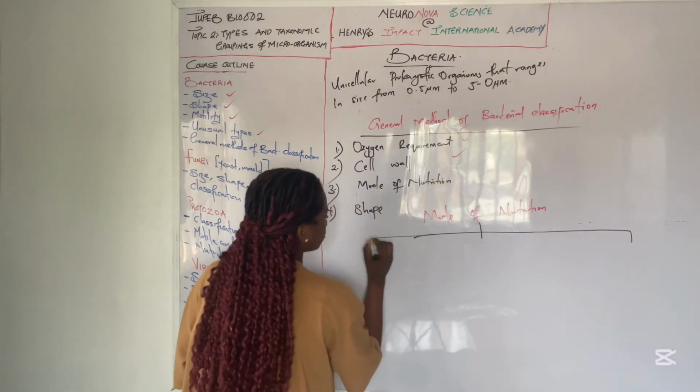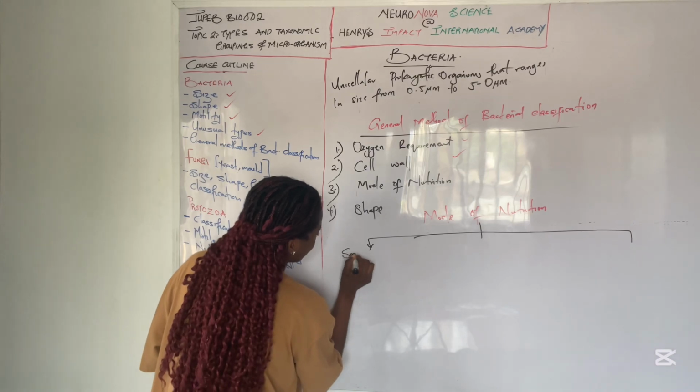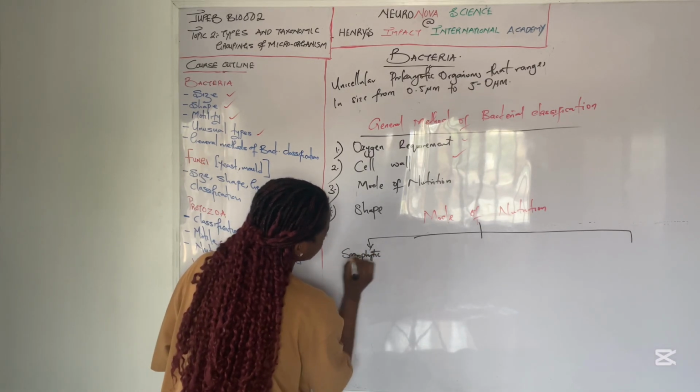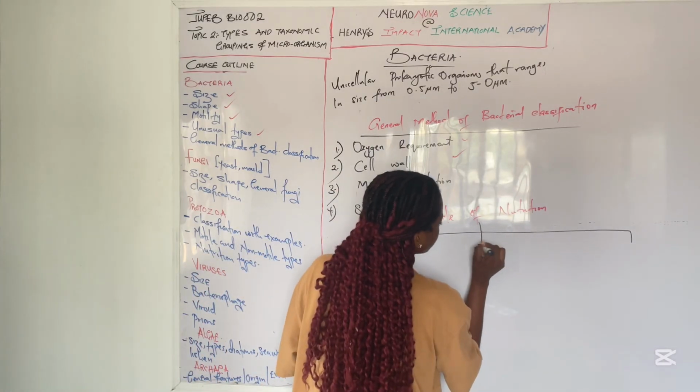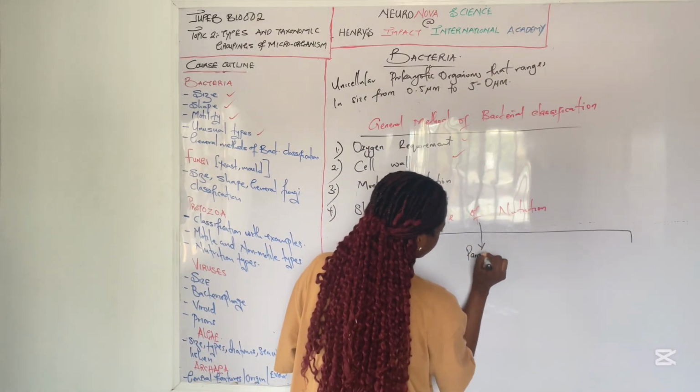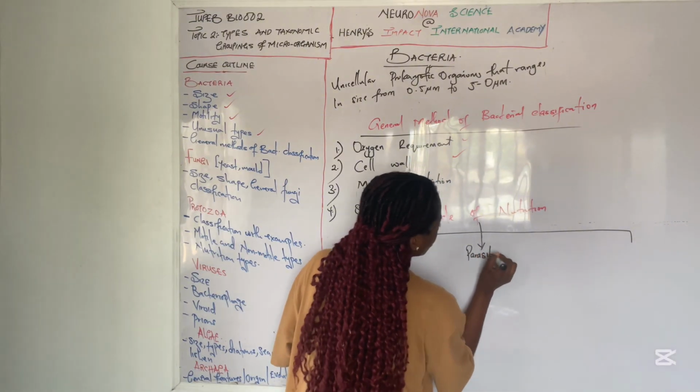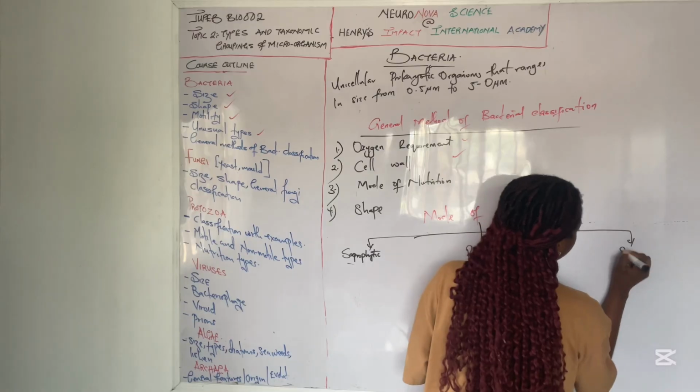So you have your saprophytic bacteria, the saprophytic bacteria. You have your parasitic, and you also have your symbiotic.